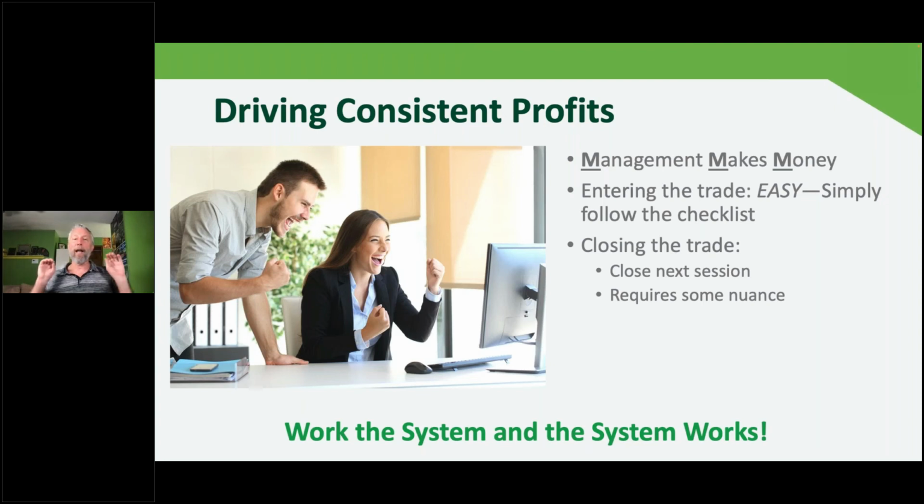Look, here's the bottom line. If you can follow a checklist, finding, analyzing, setting up, and making these trades are simple. Closing the trade is simple too. We simply take it off the next day, but that requires a little bit of nuance. And I'll share a resource to make those nuances super simple in just a minute. This is a system, and that's why this is easy. Work the system and the system works.